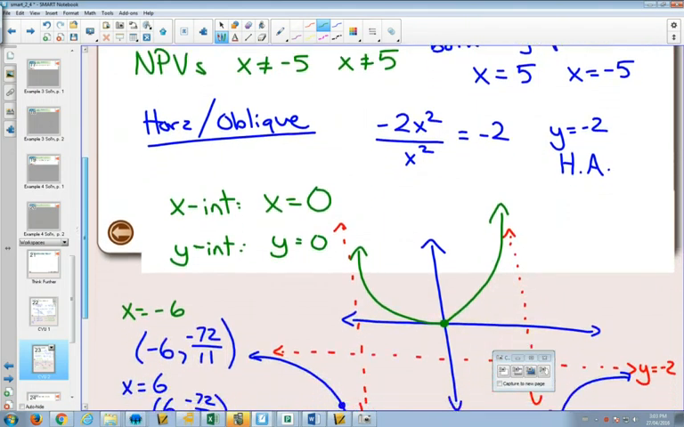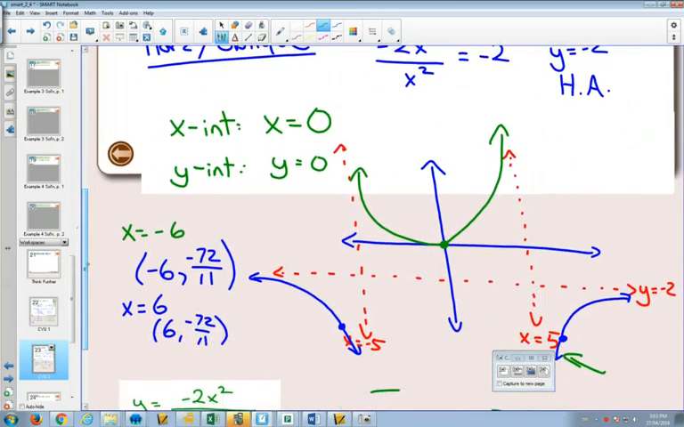We found our x-intercepts and our y-intercept, which happen to be the same thing. Happen to be at 0. We drew our asymptotes. We found some points in each of our sections. And then we thought about what's happening as we get close to those asymptotes to figure out if our graph goes up or down. And in this case, this is the graph that we got.